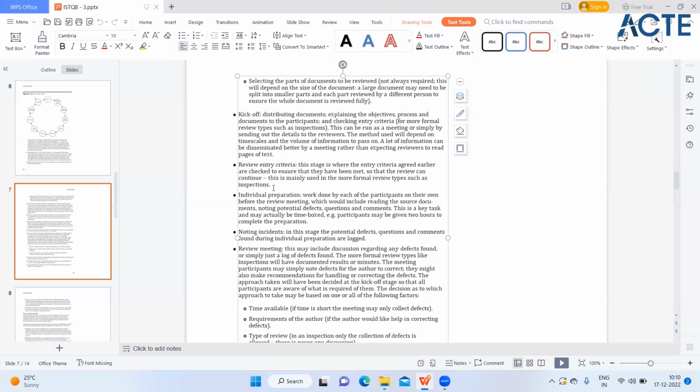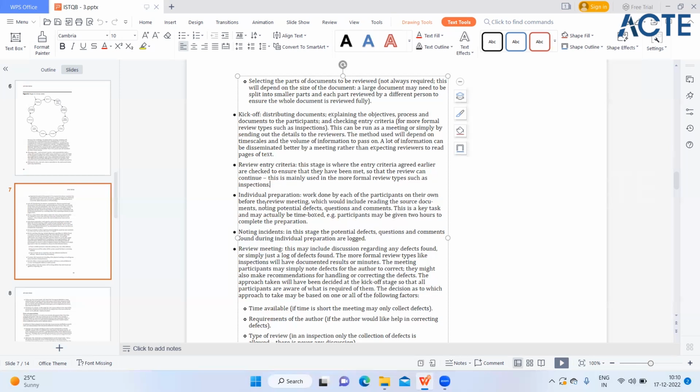Third thing is review, and what is review entry criteria? So whatever we have decided in that kickoff, we are checking that entry criteria again to ensure that it is correct. This is mainly used in the more formal review type, such as inspection. So this is another meeting, an inspection meeting we can say, where we are reviewing the entry criteria whatever we have decided in the kickoff meeting.